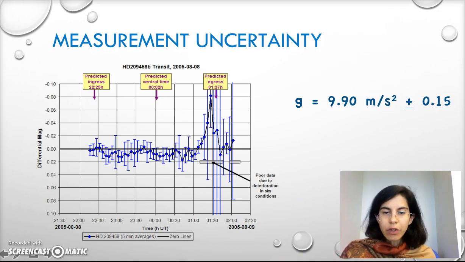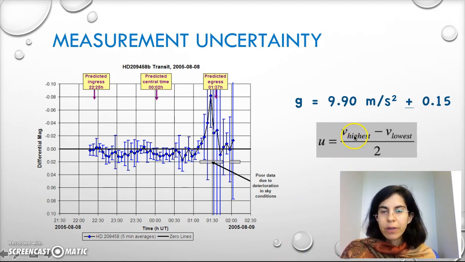Uncertainty is generally calculated as the difference between your highest and your lowest data point averaged out. Our data here appears to have been between 9.75 meters per second and 10.05 meters per second. That's what this plus or minus tells us. Anything between 9.75 and 10.05 is pretty representative of our data, though the mean came in at 9.9.